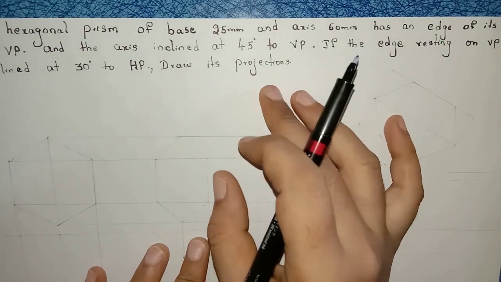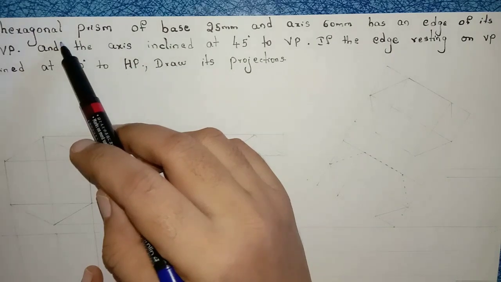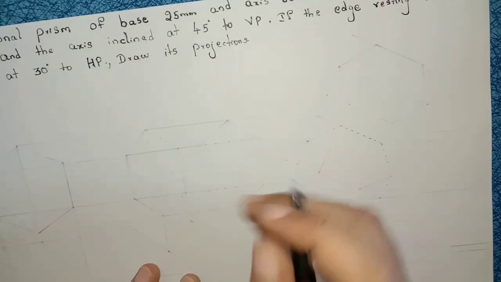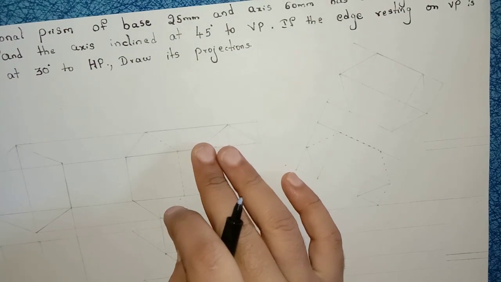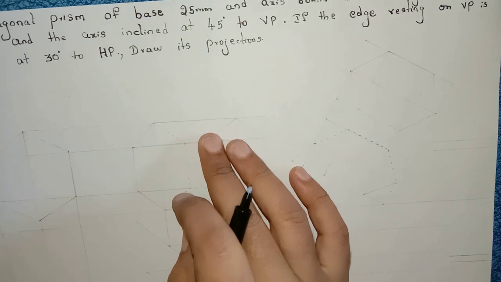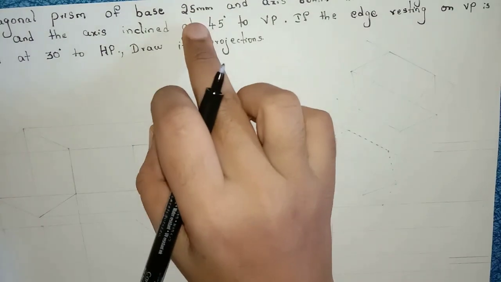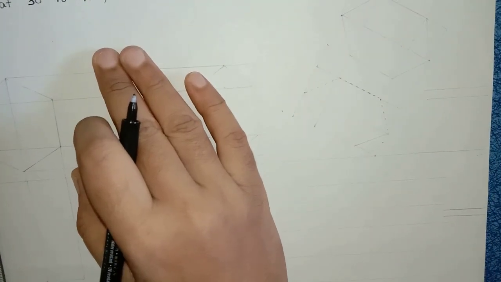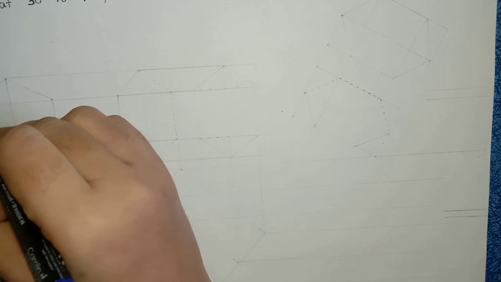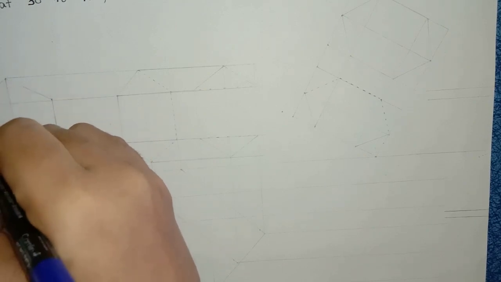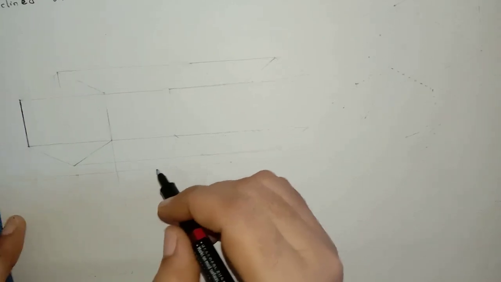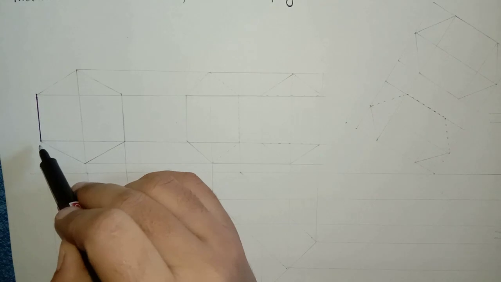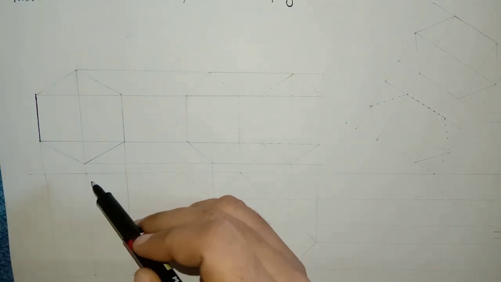It is very clear that you have to construct the hexagon in VP. The condition is base on VP, right? So construct the hexagonal prism in VP. First construct the hexagon in VP. The length here is 25 mm, right? So you know how to construct the hexagon. Here the angle for a hexagon is 120 degrees, right? So first construct this 25 mm line. Now place your protractor here, mark 120 degrees.